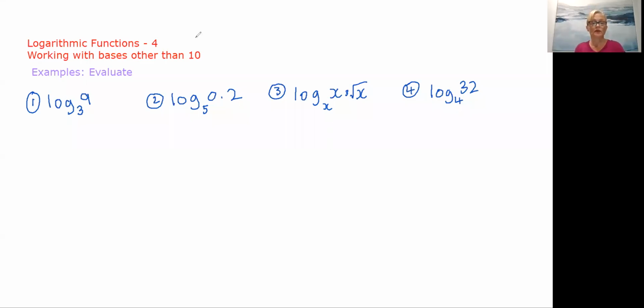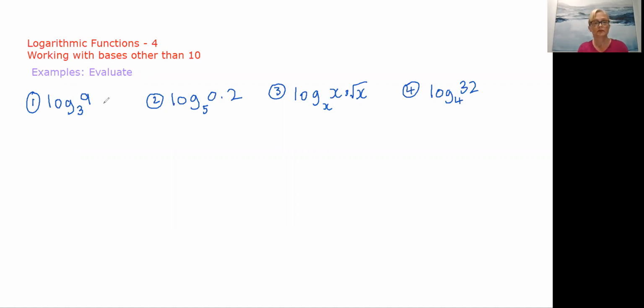We've been talking about logarithms, and in our previous video we talked about working out logs to base 10 on our calculator. In this video I'm going to do just a few examples where we don't have base 10 but it is relatively easy to work out and we don't need a calculator. Let me just show you this first one here.